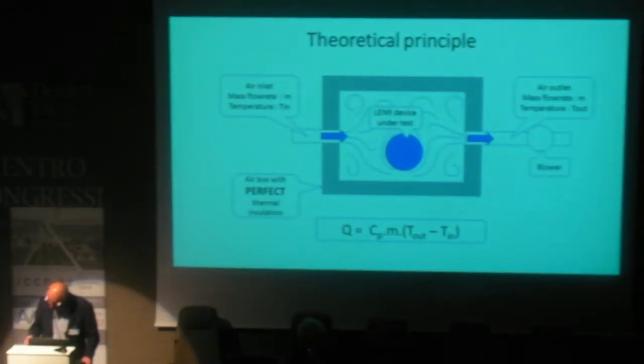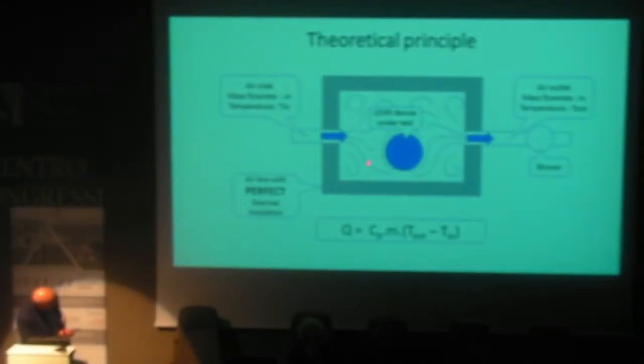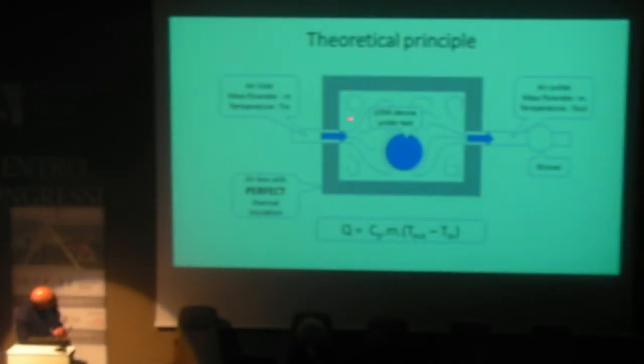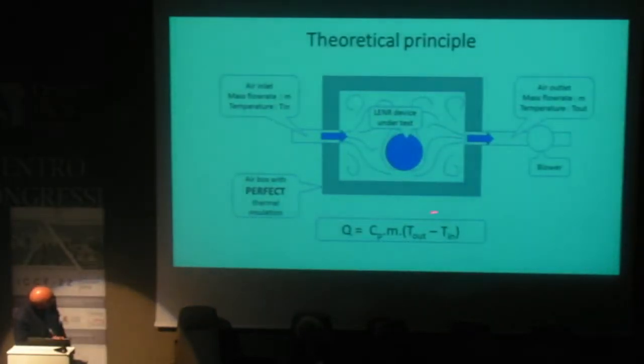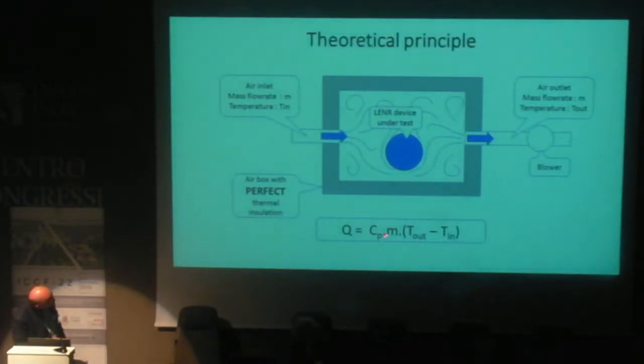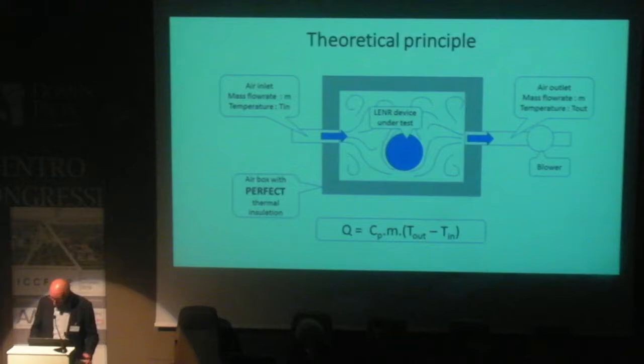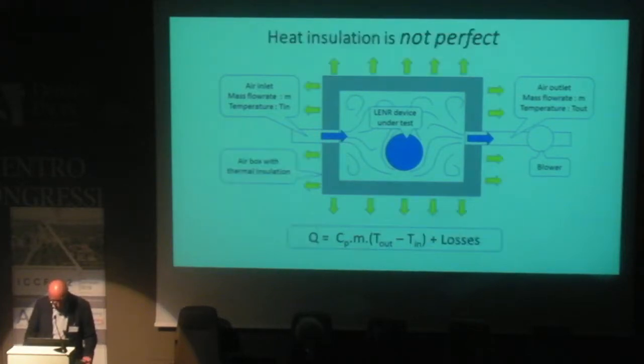This is the theoretical principle. It's quite simple. You put your LANR device, your reactor, in a box. You have an insulated box around. You flow air inside, air outside. You measure the temperature difference. You know the flow rate, you know the CP, and you get the heating power. Nice. But in fact, the insulation is never perfect, and it has an influence on the whole system. So this energy is given by this temperature difference, and now these losses.